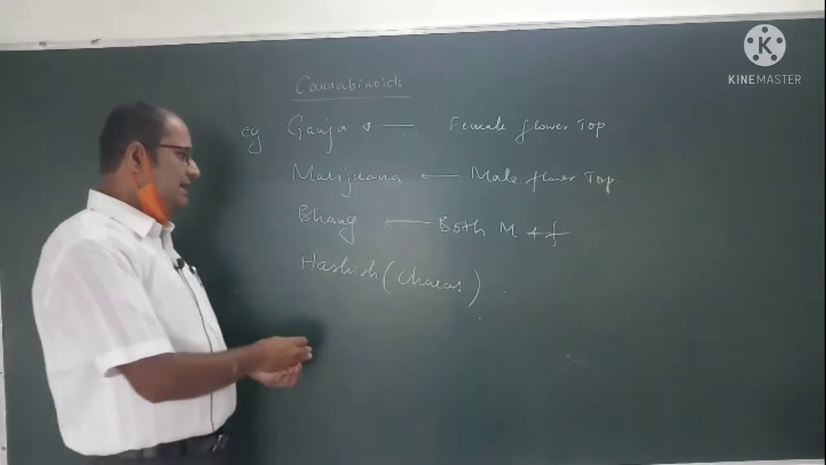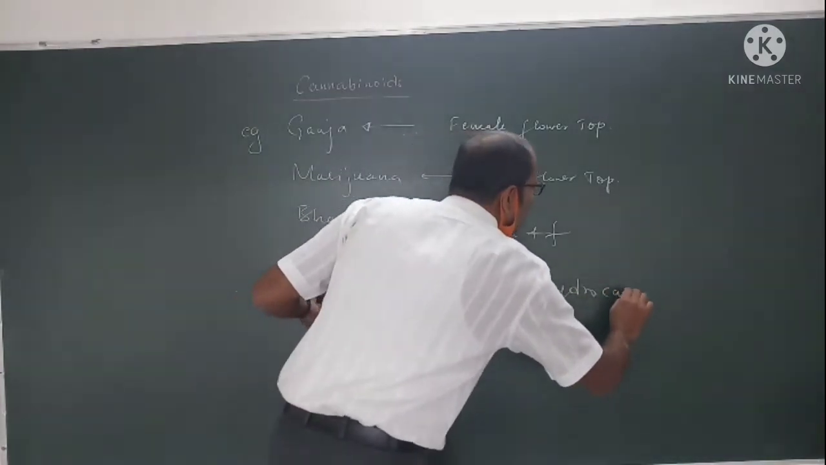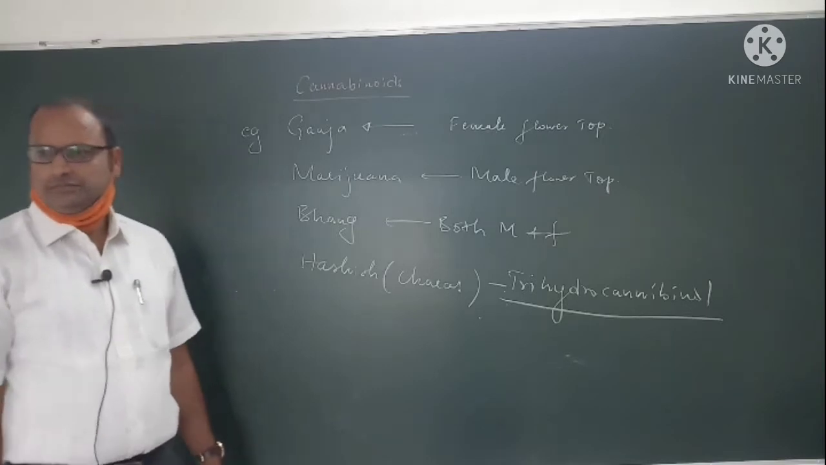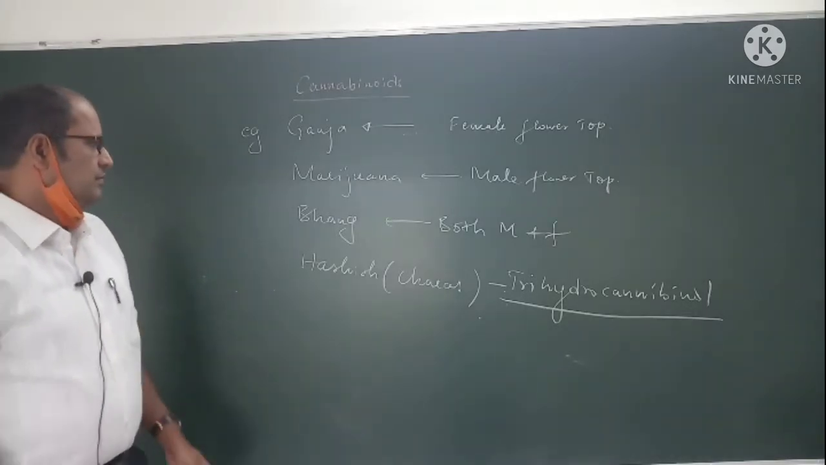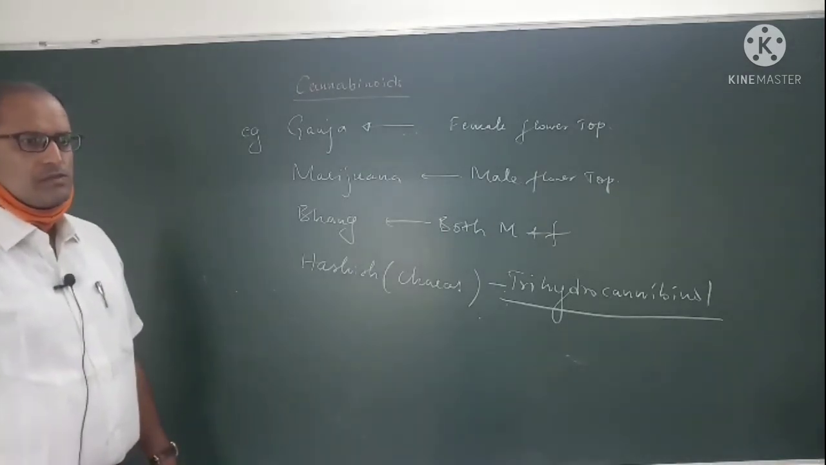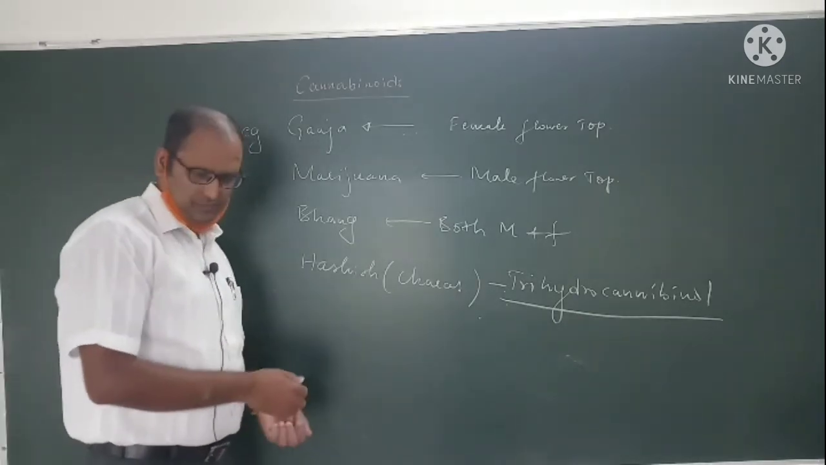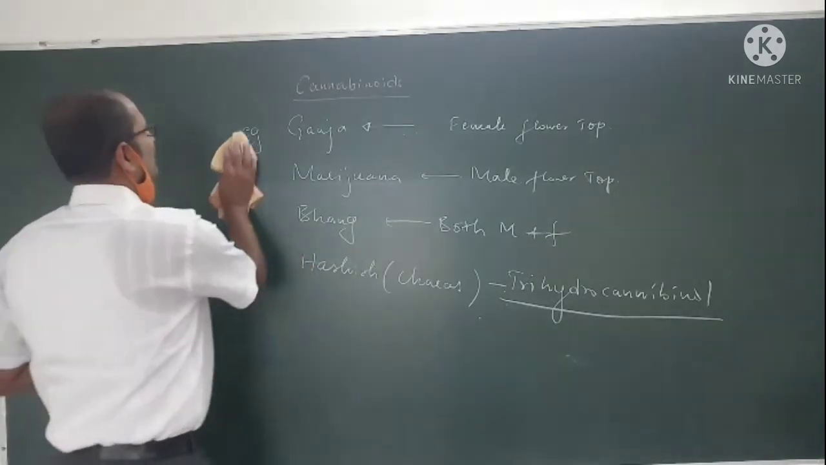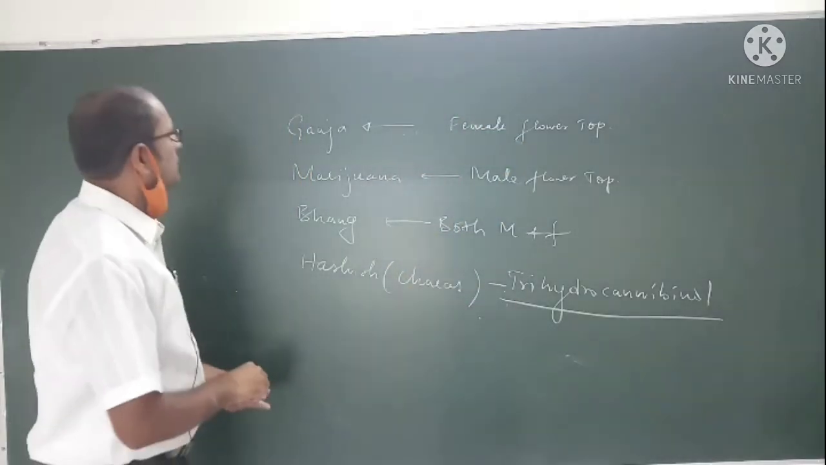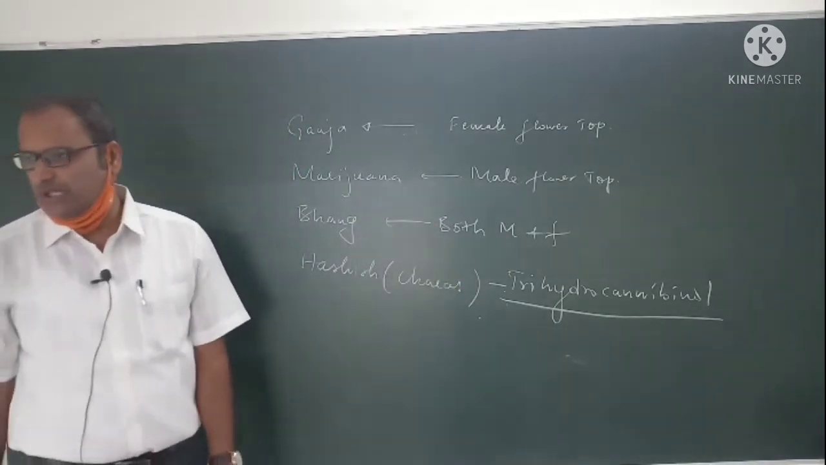That's all. Okay. Hashish, it is exactly called as tetrahydrocannabinol. That's the chemical name of hashish. Okay, so that is what the cannabinoids, what we are understanding the concept of it.